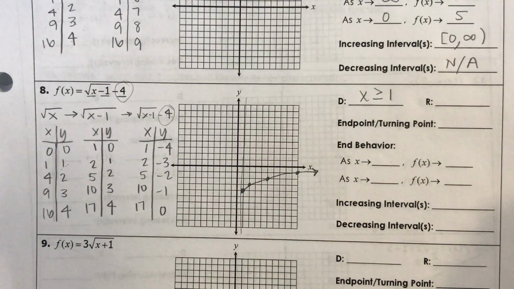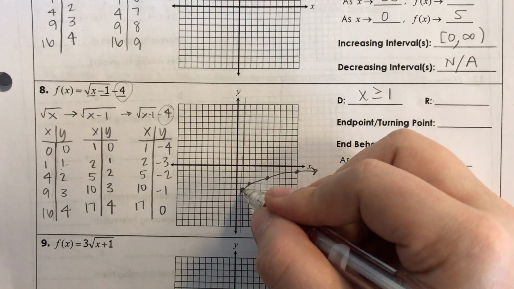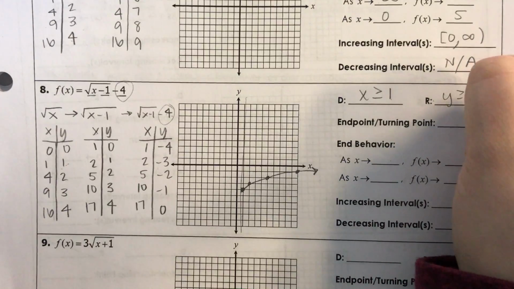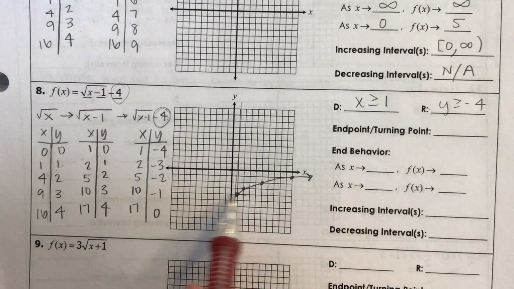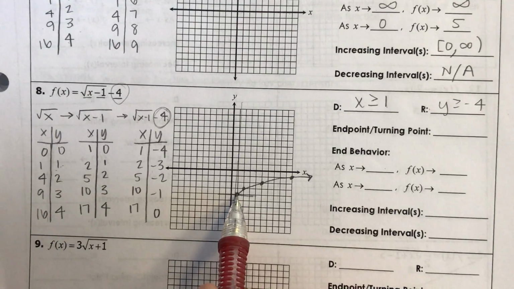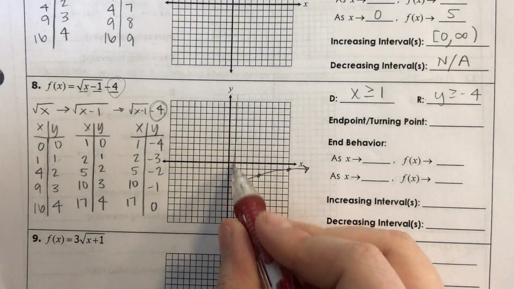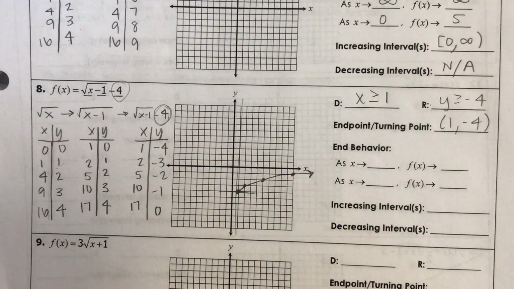Okay, all right. My range, all of my y values are bigger than -4. And that number comes from right here, and I can see it on the graph that all my y values are bigger than this number right here. My turning point is right here at 1, -4. I guess in this one it's my endpoint.